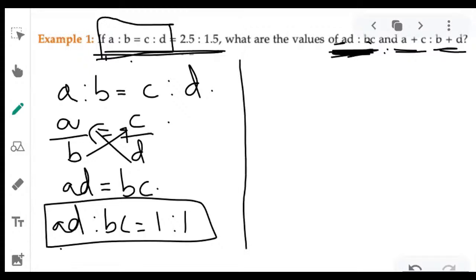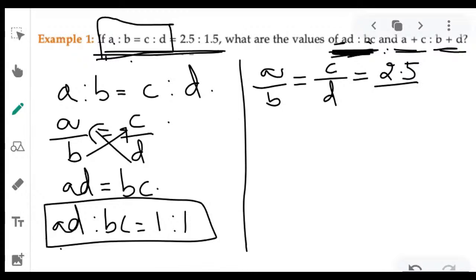Now we'll go to the second part of the problem. So I'll write this in fraction form. A by B is equal to C by D equals 2.5 by 1.5. First of all, I don't want decimals in my ratios. So what is the simplified value of this? 2.5 by 1.5 is equal to 5 by 3. Very good. So did everyone understand how we came to 5 by 3?